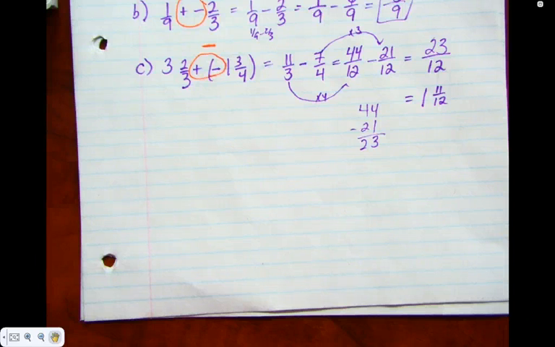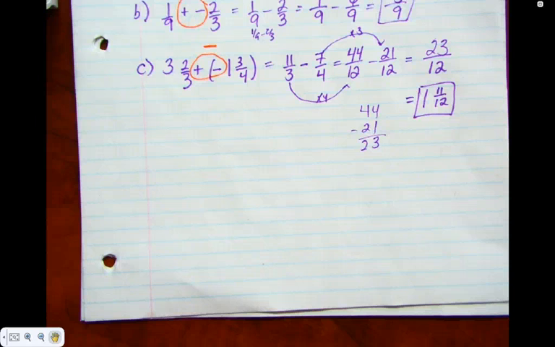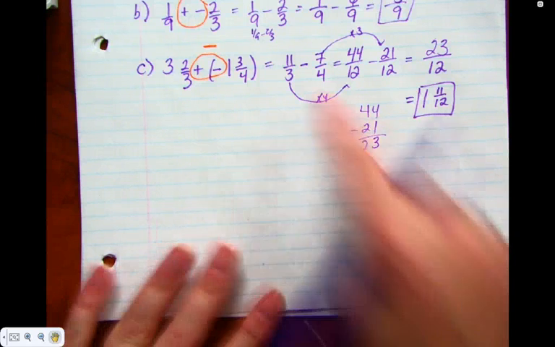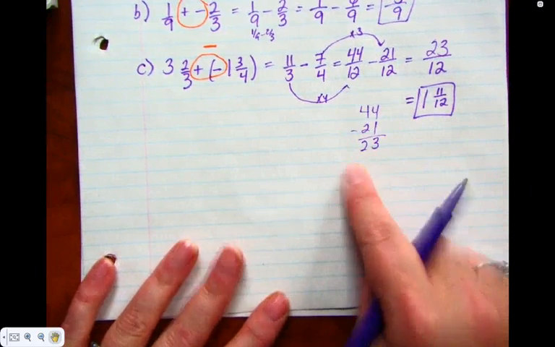Step number 6, reduce. Can't. Final answer. If you would rather do this question vertically, then do it vertically. If you don't want to draw these arrows, then don't draw the arrows. If you don't need to do this, then don't do it. It's completely up to you.